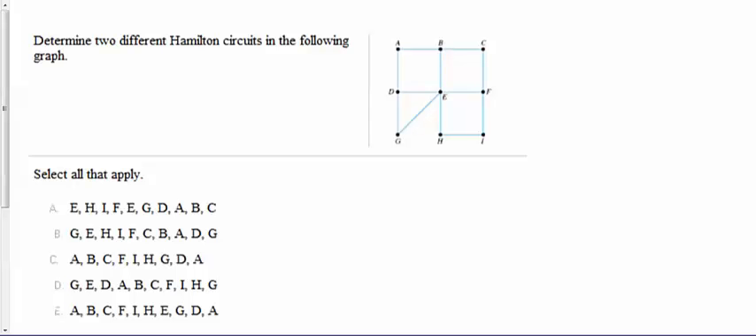In this problem, we are given a graph and we are asked to determine two different Hamiltonian circuits in the graph. Now recall, if it's a Hamilton circuit, the starting vertex and the ending vertex must be the same, yet since it's a Hamilton circuit, we must use every vertex exactly one time except for the beginning and ending vertex.